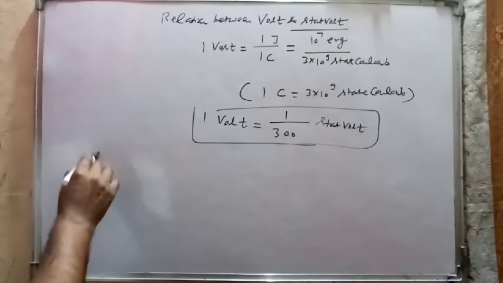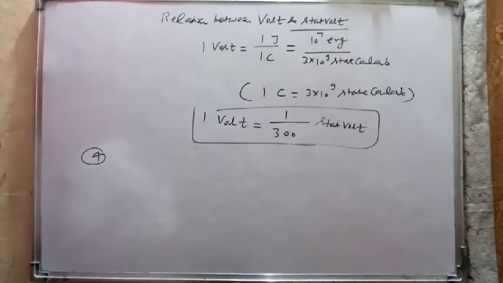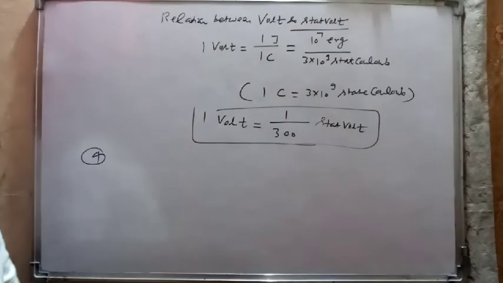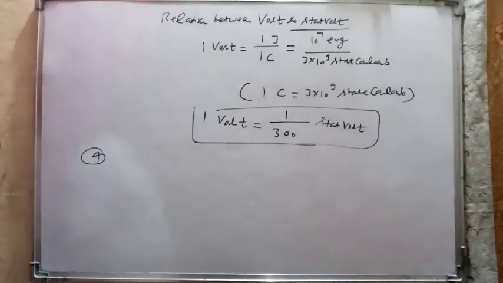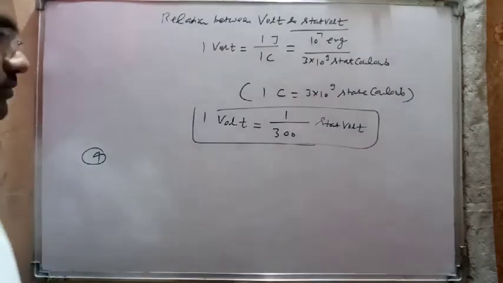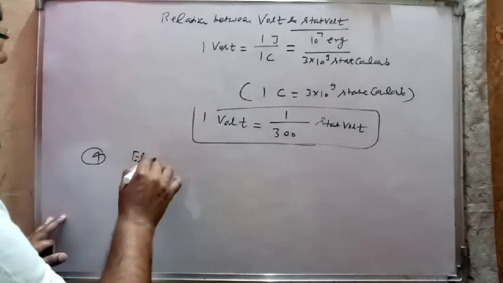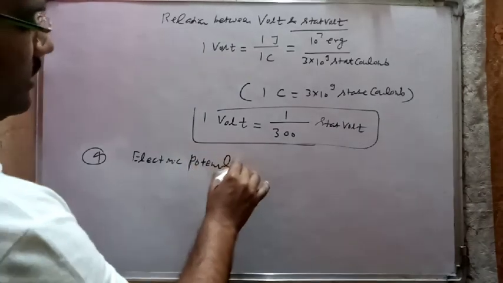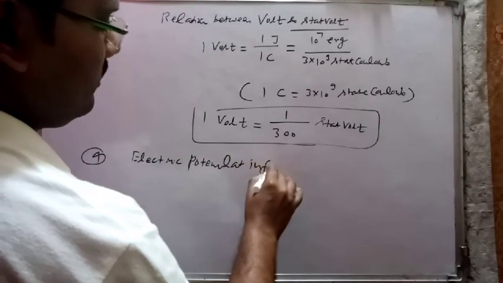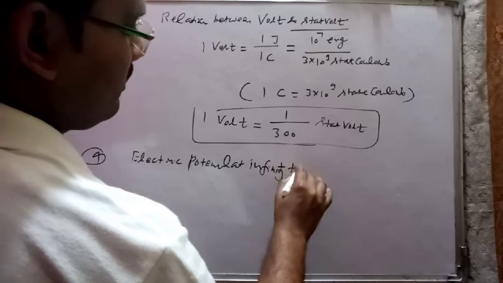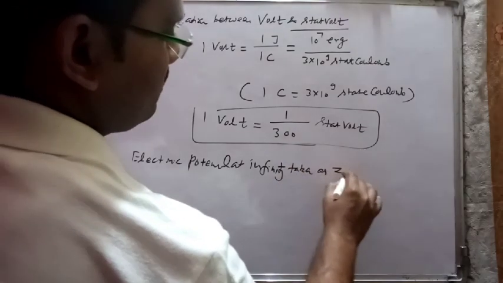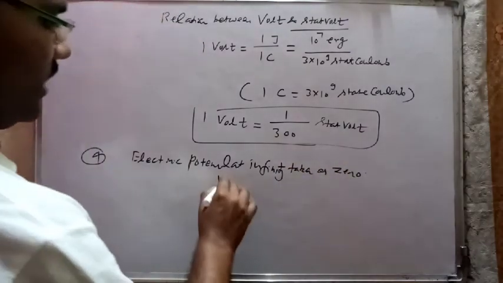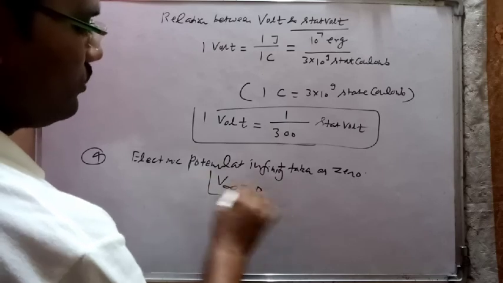Next one is the electric potential. Electric potential at infinity is taken as 0. That means V at infinity is equal to 0.